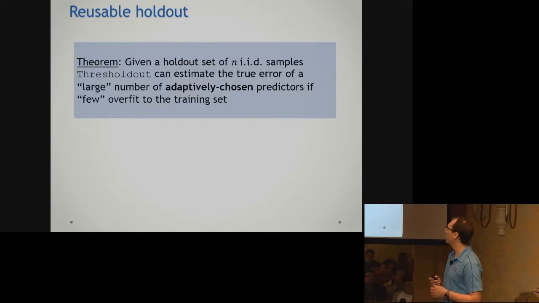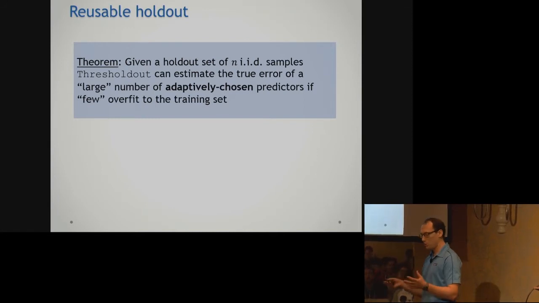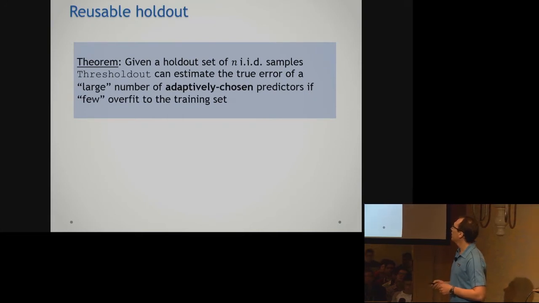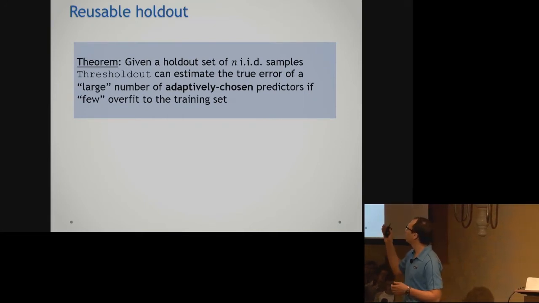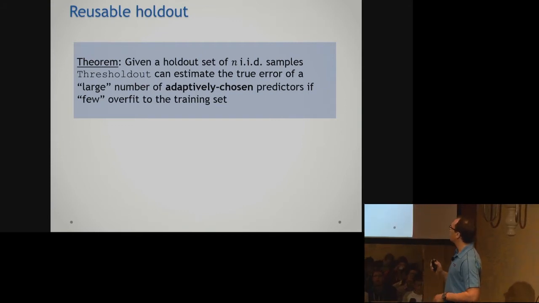And specifically, we prove the following theorem. It's, of course, informal. So given a holdout set, which consists of n IID samples, this algorithm can estimate the true error of a large number of predictors, which can be chosen adaptively, meaning I can choose a predictor on the basis of seeing previous performance of previous predictors, if few of those overfit to the training set. Here, we're using a holdout set, but overfitting is measured relative to the training set. And of course, the devil is in the detail here.